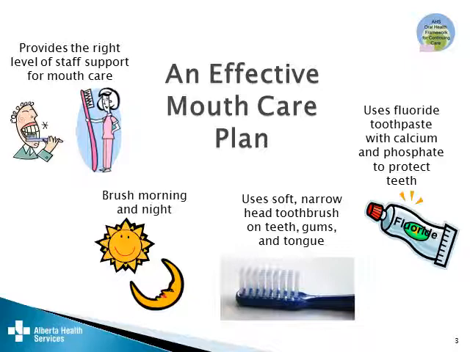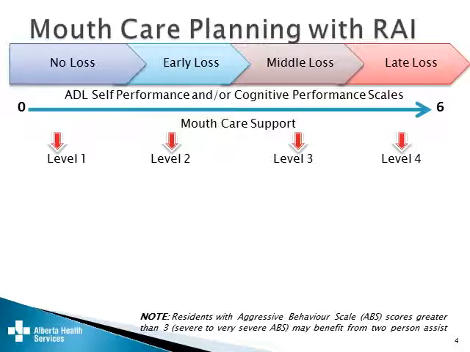Mouth care planning with the RAI. The mouth care planning with the RAI tool is based on the disablement progression model. Most residents in continuing care are in various stages of physical loss, cognitive loss, recognizing and understanding things, or both. The RN uses the resident's ability to perform activities of daily living, the ADLs, and their cognitive performance status, the CPS scores, to determine the type of oral health care support the resident needs.